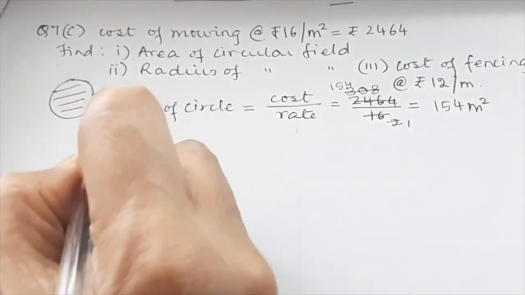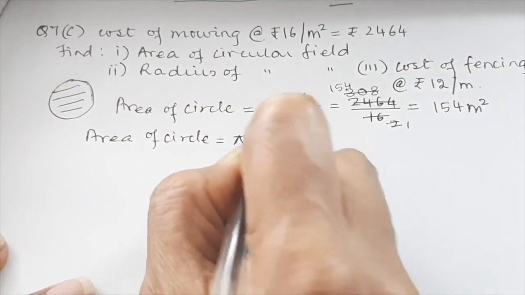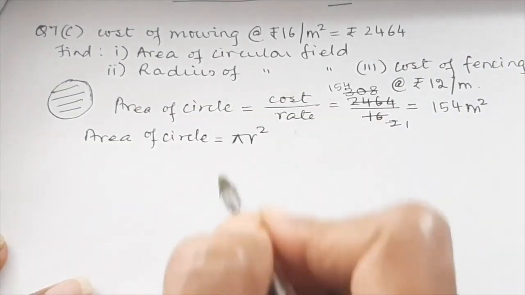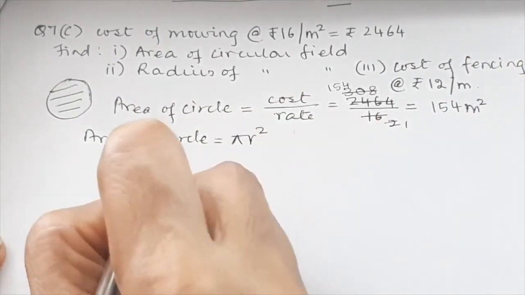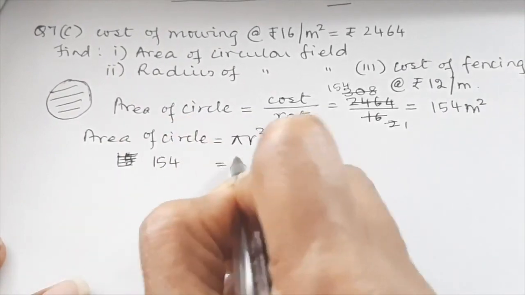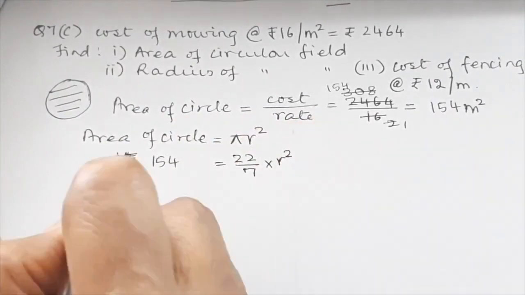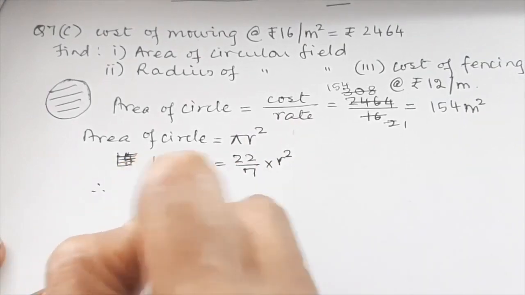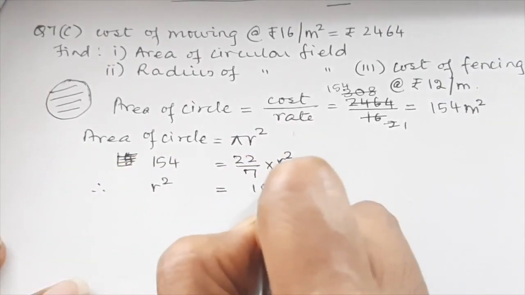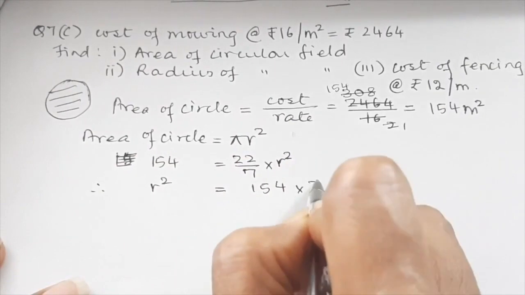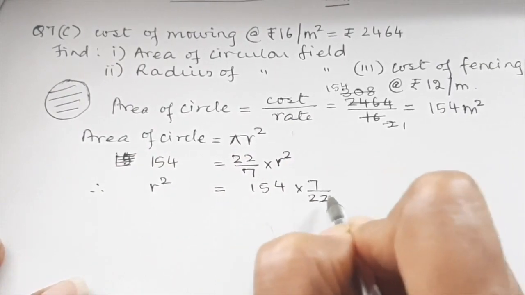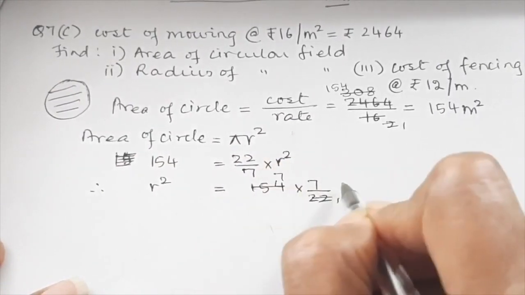But area of a circle, formula-wise, is pi r squared. So we have got to connect it with the formula. So 154 is equal to 22 upon 7 into r squared. Therefore, our r squared is equal to 154 multiplied by 7 upon 22. 22 goes 7 times here.